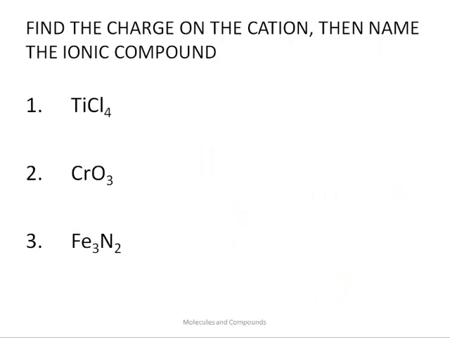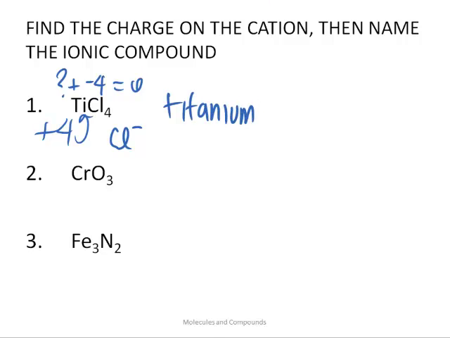Here's a couple more examples. TiCl4, titanium, another transition metal. Well, we know that chloride has a -1 charge, and there's 4 of them, so overall we have a -4 charge. We know that has to equal 0, so what is the charge on that titanium? Well, it has to be +4. And since there is only one titanium, we know that it is a titanium +4 cation. So we would name that as titanium(IV) chloride.